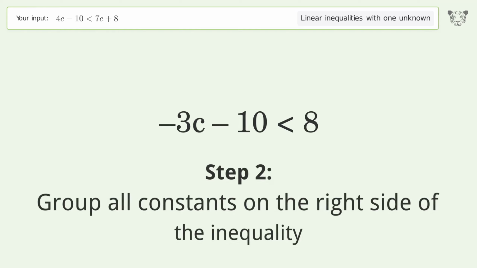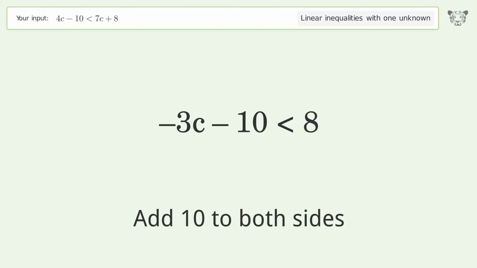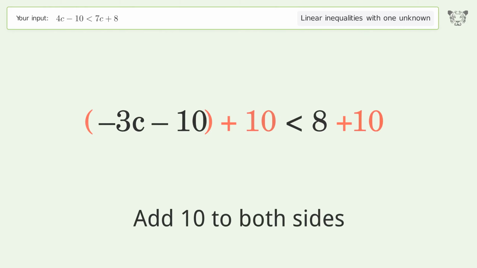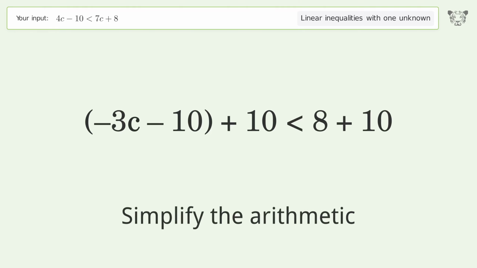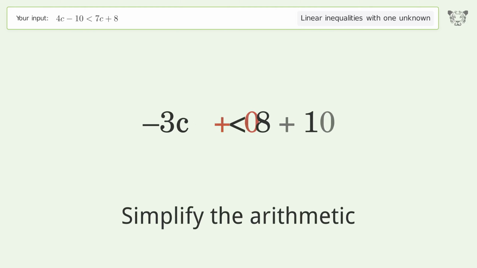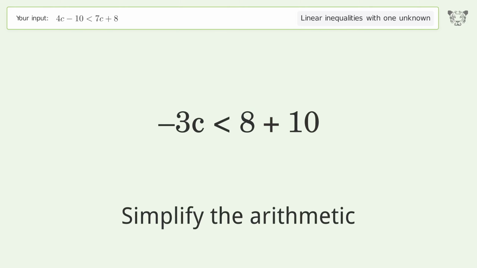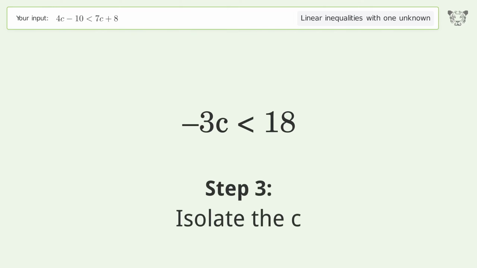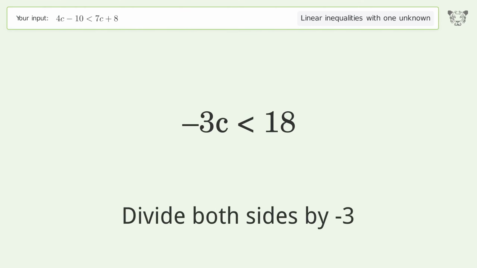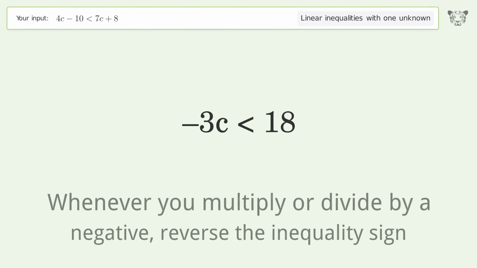Group all constants on the right side of the inequality. Add 10 to both sides. Simplify the arithmetic. Isolate the c. Divide both sides by -3. Whenever you multiply or divide by a negative, reverse the inequality sign.